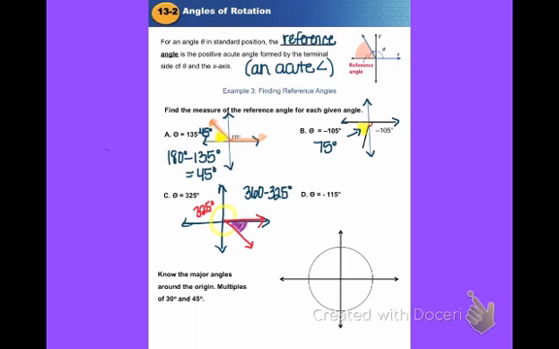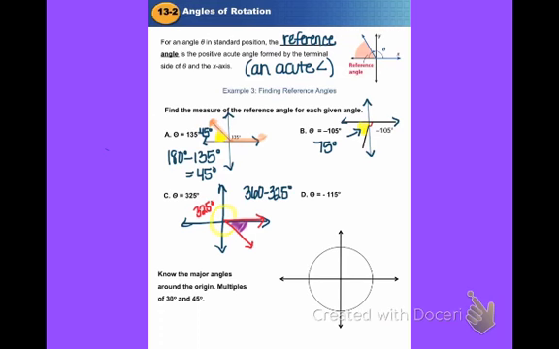So go ahead and pause the video and give example D a try. Remember to graph the angle of rotation first, and then your reference angle will be the number of degrees that you have to go to get back to the x-axis. So pause the video now. Okay, so that reference angle was 65 degrees. I needed to go 65 more degrees right in here to get back to the x-axis. So the reference angle is 65 degrees.